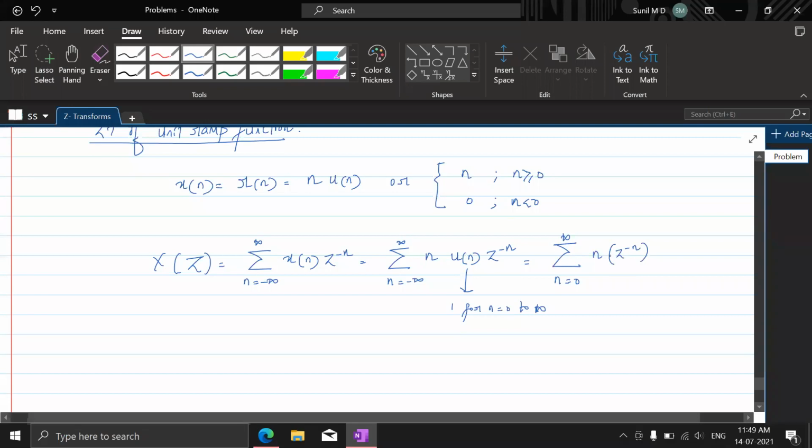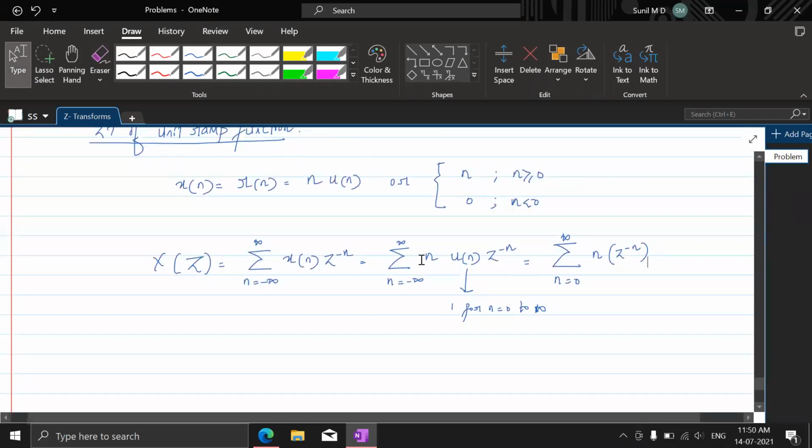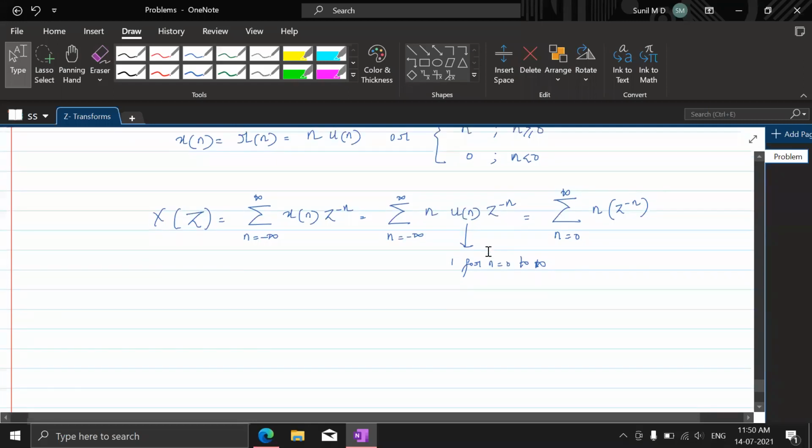Understand this? So this can be further written as this. What is it? So this is n u of n, and z to the power minus n is here, right? So this can further be written as, therefore, x of z can be written as this. See, this is another standard form which we have not come across so far. That is n into z to the power minus 1 to the power n. So this is the form.